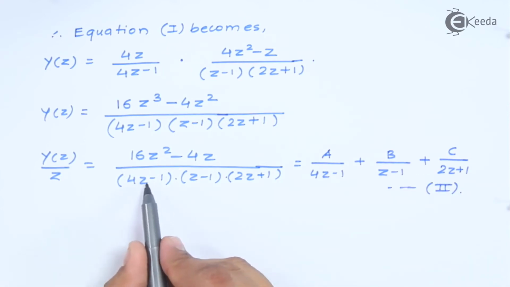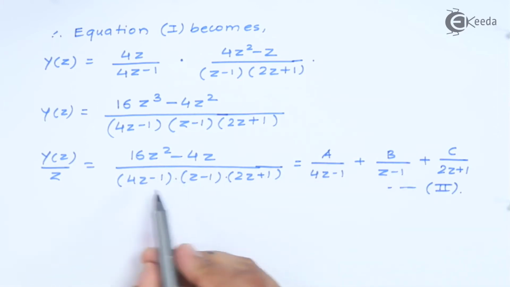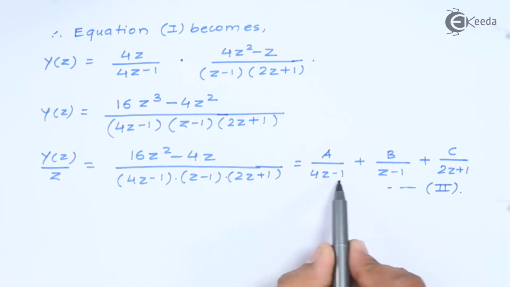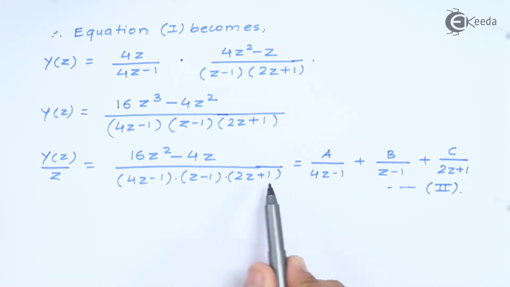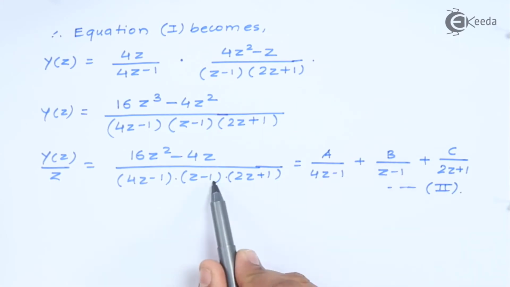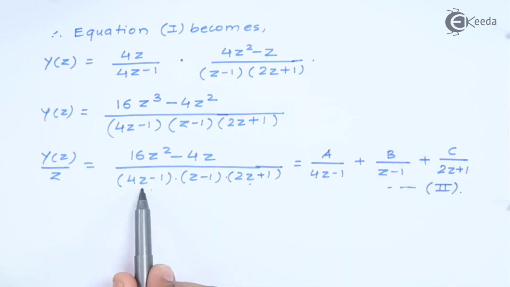Now I'll cross multiply, or you can say I'll multiply the left hand side denominator on the right hand side. So look at here, 4z minus 1 and 4z minus 1 will get cancelled, so directly A is multiplied with z minus 1 and 2z plus 1. Look at here in B, z minus 1 and z minus 1 will get cancelled, so B is multiplied with these two terms, and 2z plus 1 will get cancelled, so C is multiplied with these two terms. So I'll show you what output equation you will get.